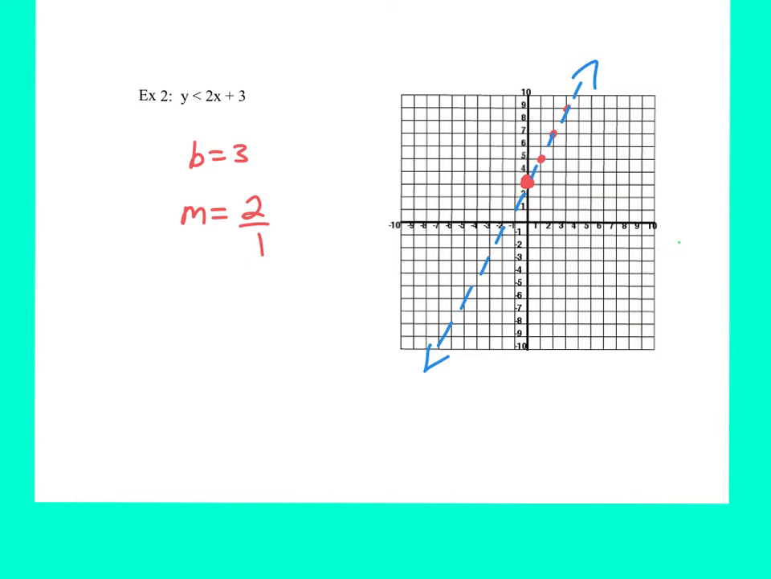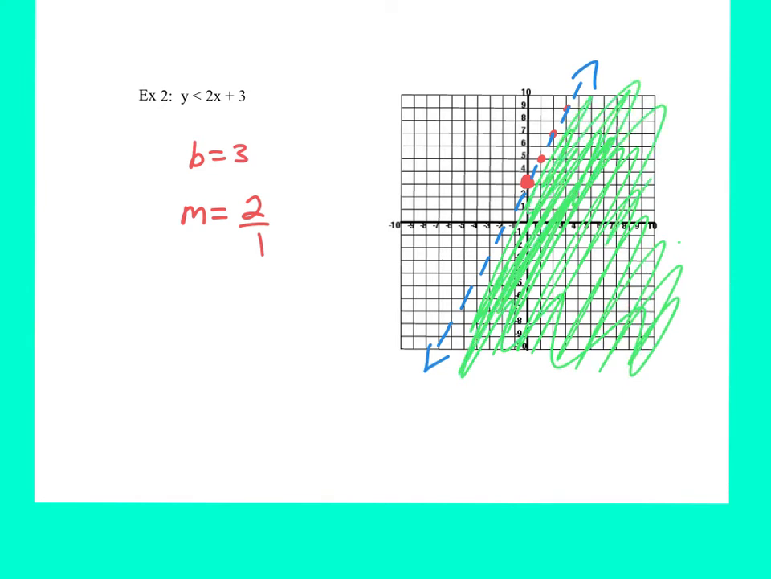Is this less than or greater than? Less than, which means I'm shading down, okay? So is that going to be above my line or below my line? Below. So it's actually going to be all of this. Okay. So, questions on that one?